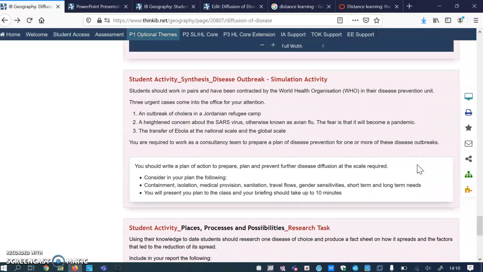So the next lesson I'm going to set will be this simulation of a disease outbreak, where I'm going to put you into groups, and that will follow.